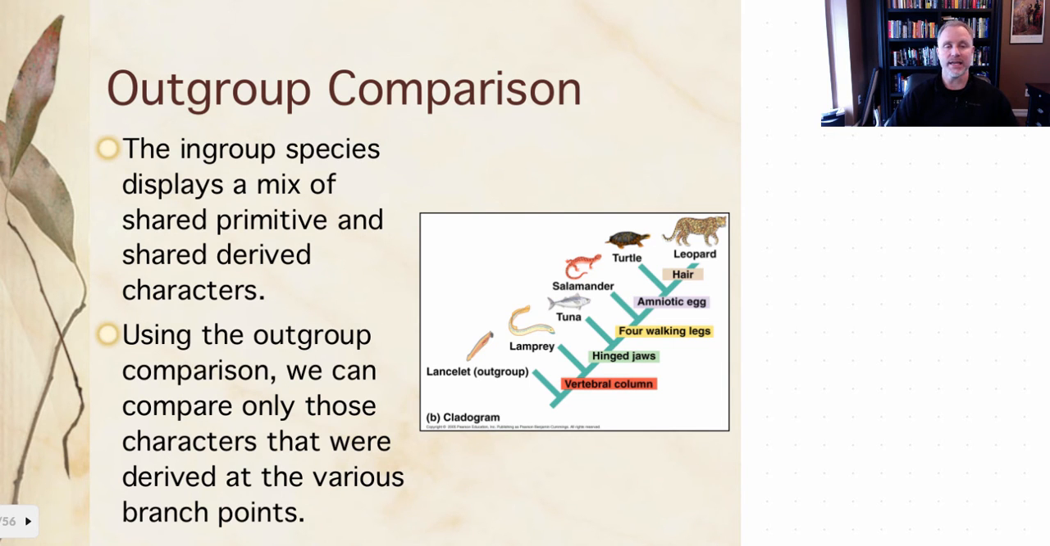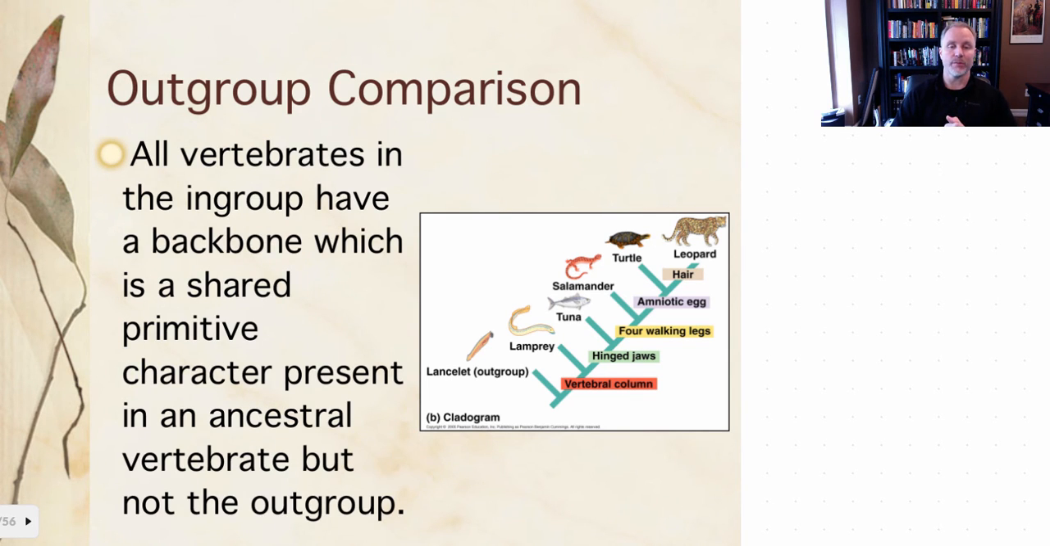So if we look at these in-group species now, we have a series of shared primitive and shared derived characters. And by using the outgroup comparison, we can compare those organisms with those particular characteristics to the ones that diverge along the way at all of these branch points. Okay, and we're not necessarily showing any age, we're just showing where this divergence could have occurred and its relative position in time.